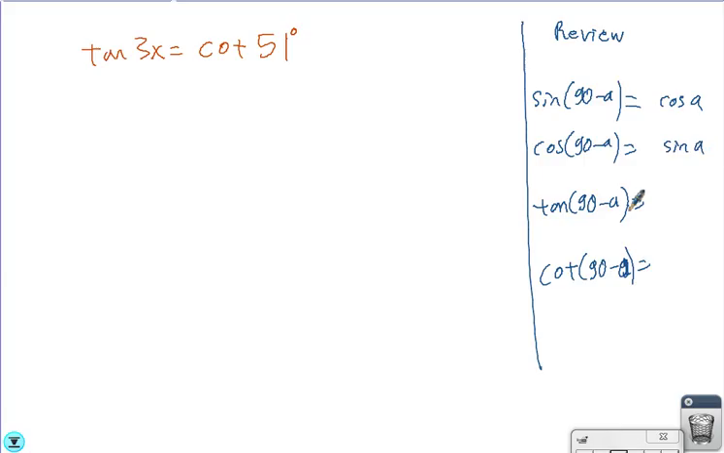Tangent 90 degree plus or minus. Doesn't matter what you write in here. But the one we need in here, the negative one. 90 minus A. Tangent 90. Because of 90, tangent, change it to cotangent A. Cotangent 90 minus A will be opposite tangent A.